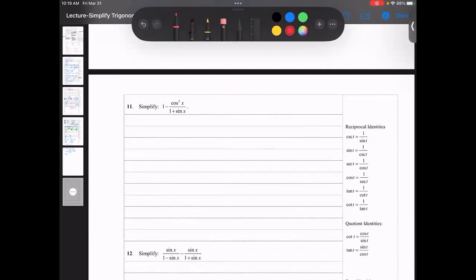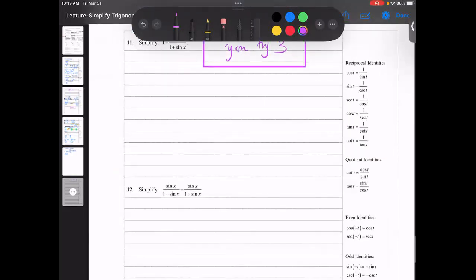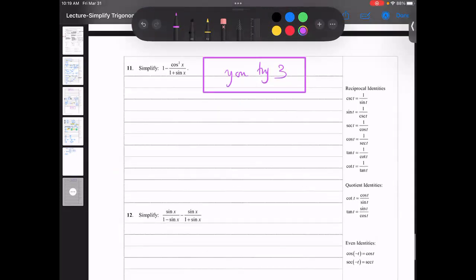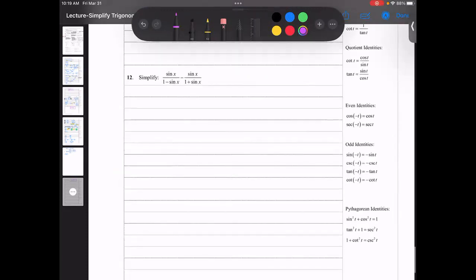Try three will be your number 11. I think you can try it on Sunday night, because it's not on exam 3, so I'm not in a rush, right? Try three will be kind of similar to number 12. It is harder than the first try though. Just giving you a heads up. That's number 12.